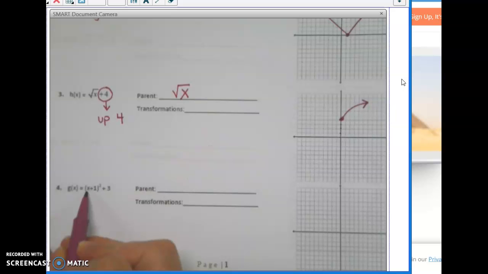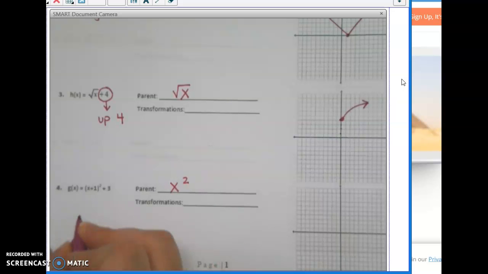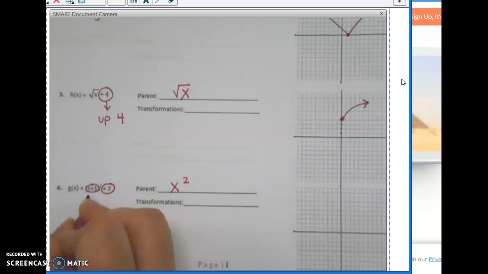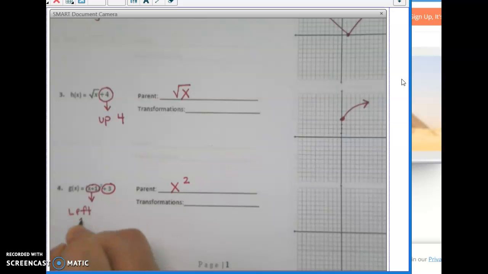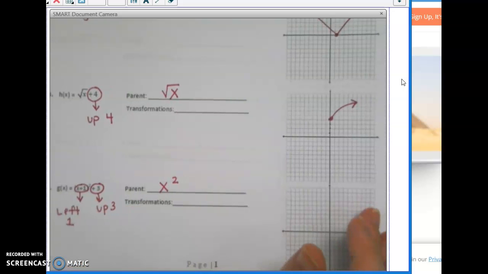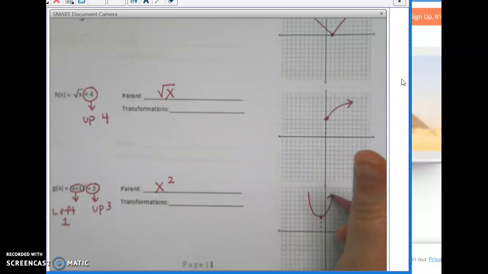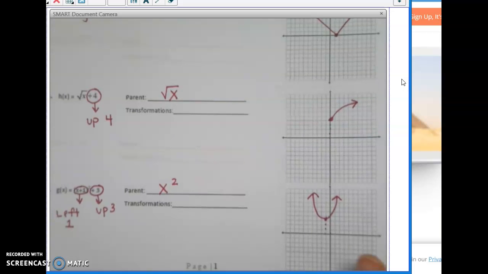All right, number 4 has x to the power of 2. So you should recognize that as quadratic. X to the power of 2 is supposed to be there. So that means this plus 1 is a transformation, and the plus 3 at the end is another transformation. Inside the parenthesis is a left and right shift, and it's opposite from what you might think. So plus 1 is actually left 1, and that plus 3, any plus or minus at the end, is a shift up or down. So plus is up. So what this is going to look like is a parabola, but the vertex of your parabola is going to be left 1 and up 3 from the origin. All right, so the transformation form tells you where to put that either vertex or that initial point.